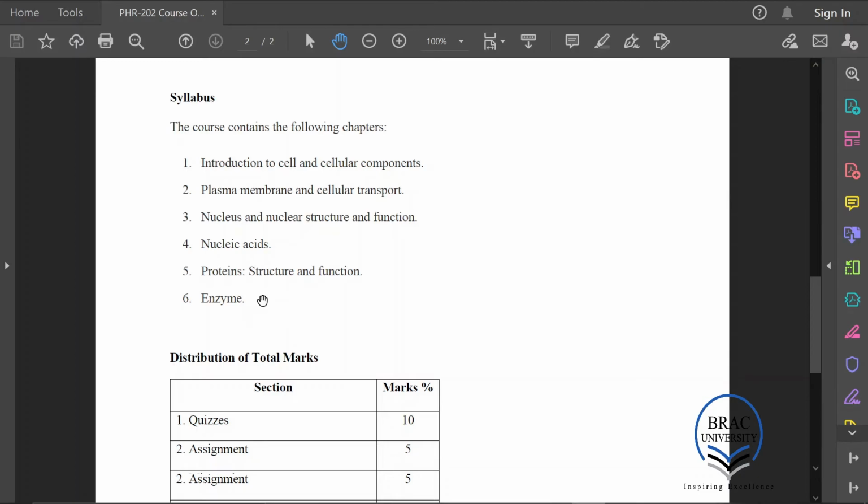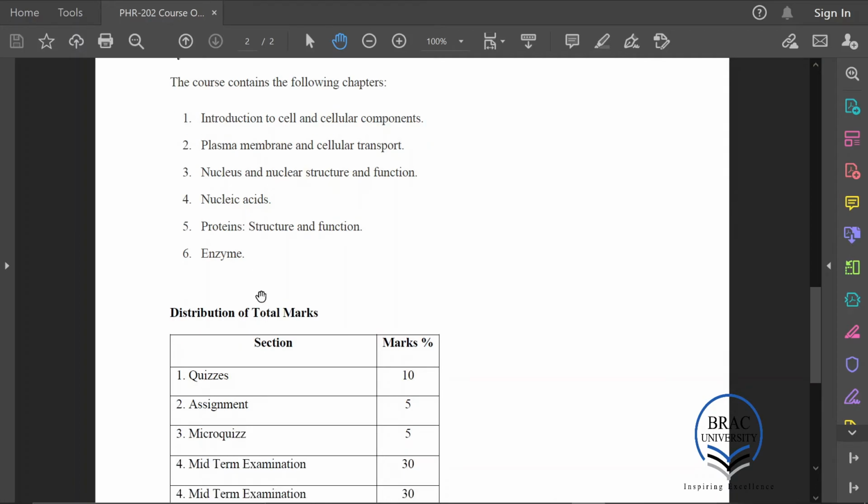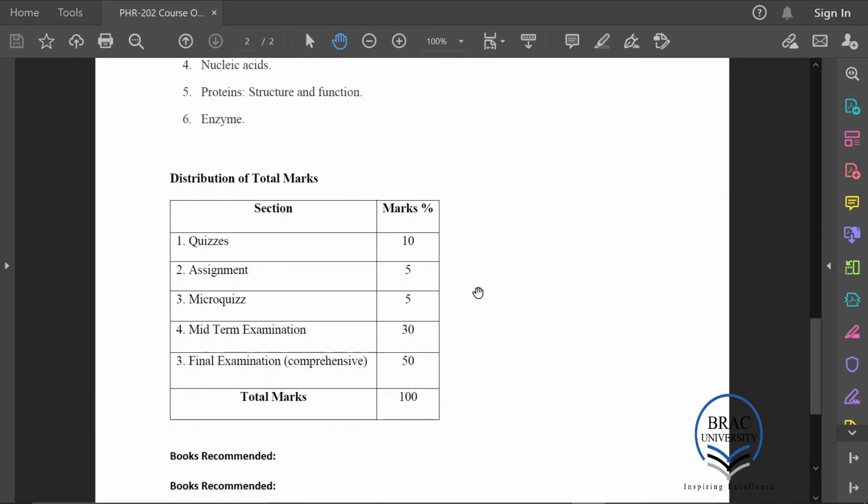The last chapter is enzymes. Enzymes are basically proteins, nothing special, but they are mainly involved in biochemical reactions. Mainly they catalyze and facilitate different reactions inside the cell, so they're very important.